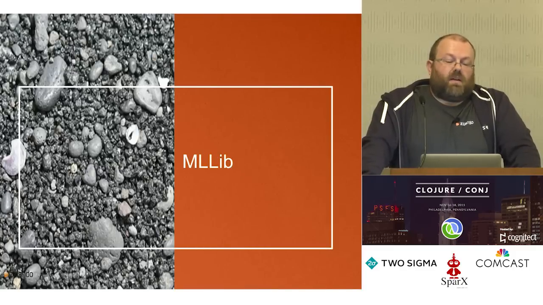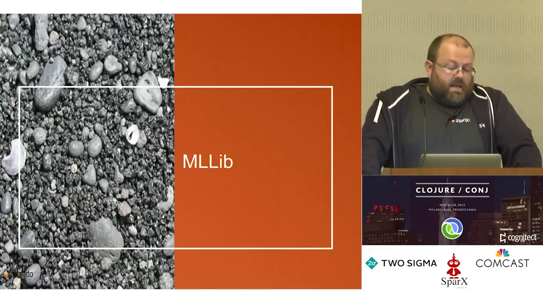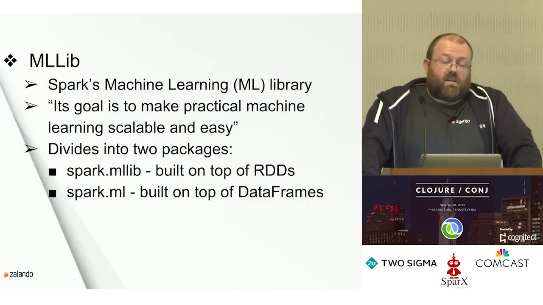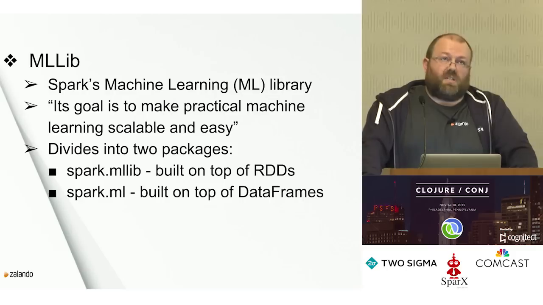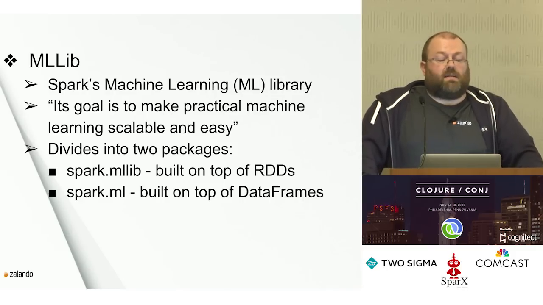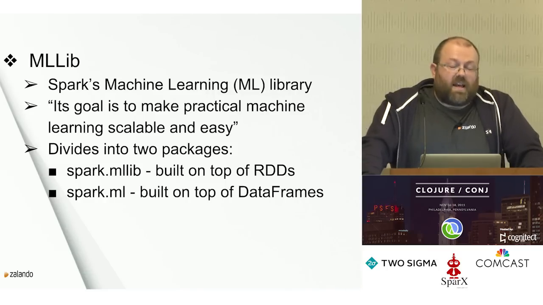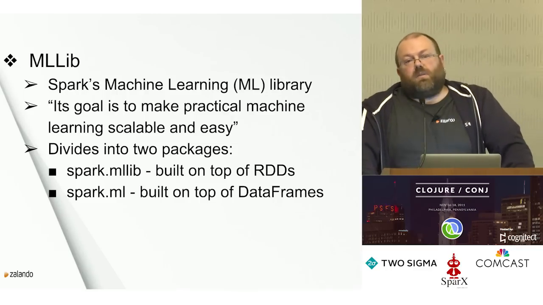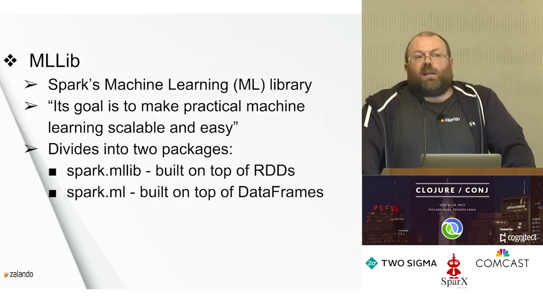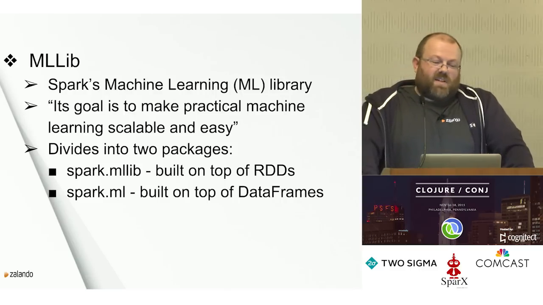So MLlib. MLlib comes with Spark. It's Spark's machine learning library. It's full of fairly cutting-edge, parallelized algorithms and utilities for doing machine learning at scale. Its goal is to make practical machine learning scalable and easy. It achieves this to a greater or lesser degree. Sometimes it's not always parallelized, it's not always scalable, and it's not always clear why. And some things that seem easy aren't.